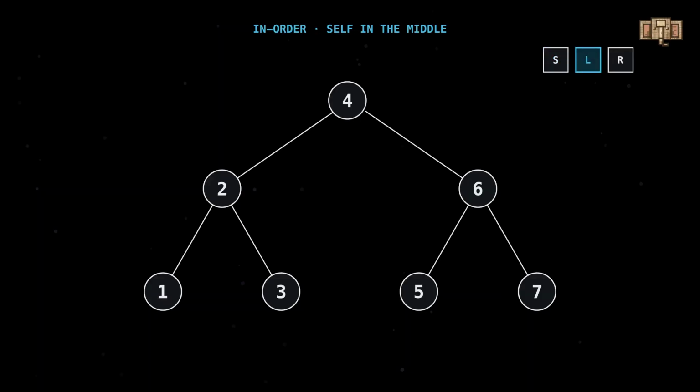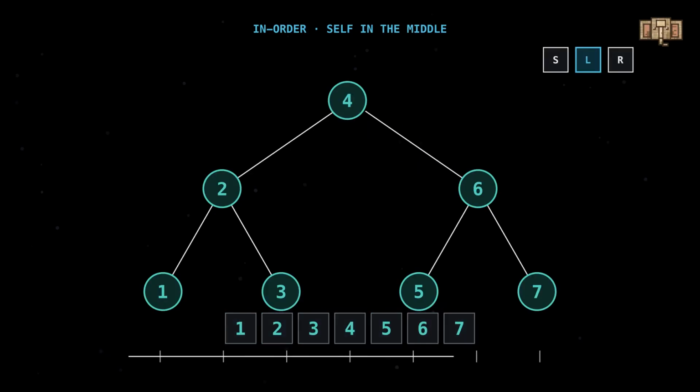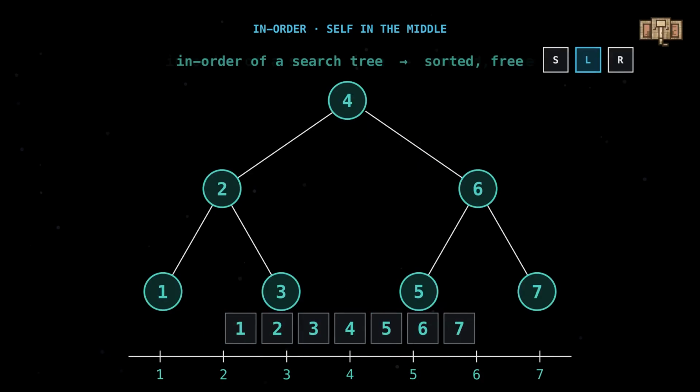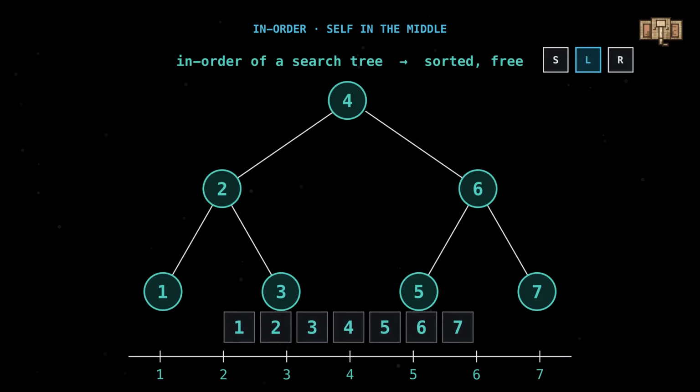Now in order, where self sits in the middle: you go left, then the node, then right. The token dives all the way left before it visits anything. Then it climbs, visits, and turns into the right side. Read it off. 1, 2, 3, 4, 5, 6, 7. It comes out perfectly sorted, which is the thought I asked you to hold. In order of a search tree spills its values out sorted for free, and that is why it is the most famous of the 3.